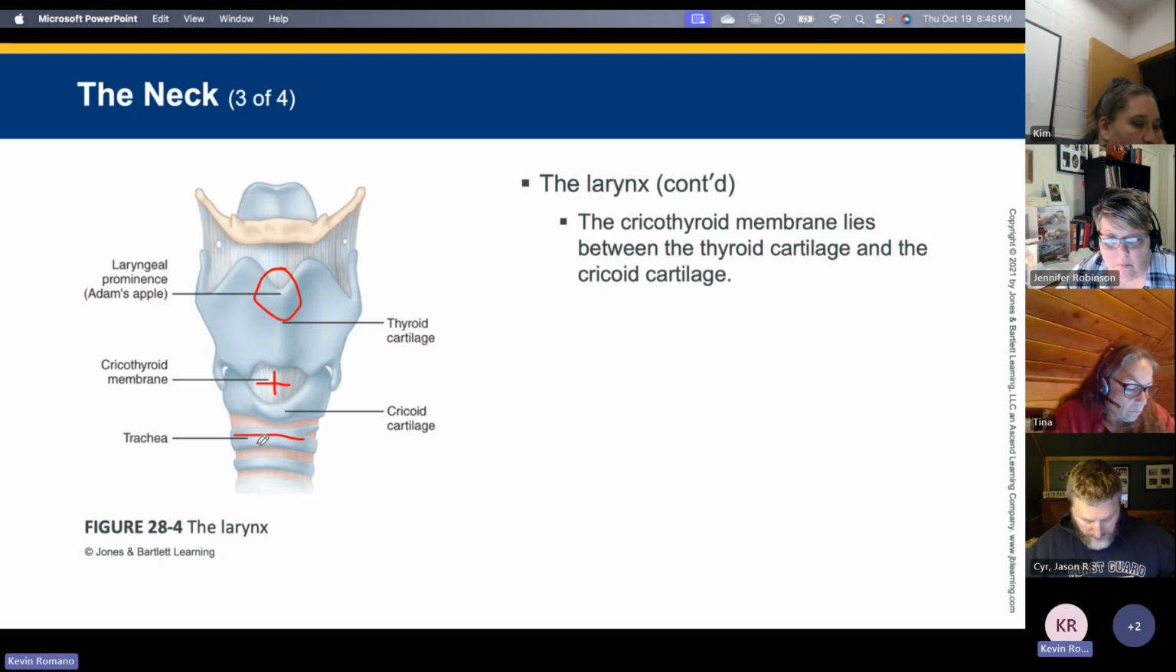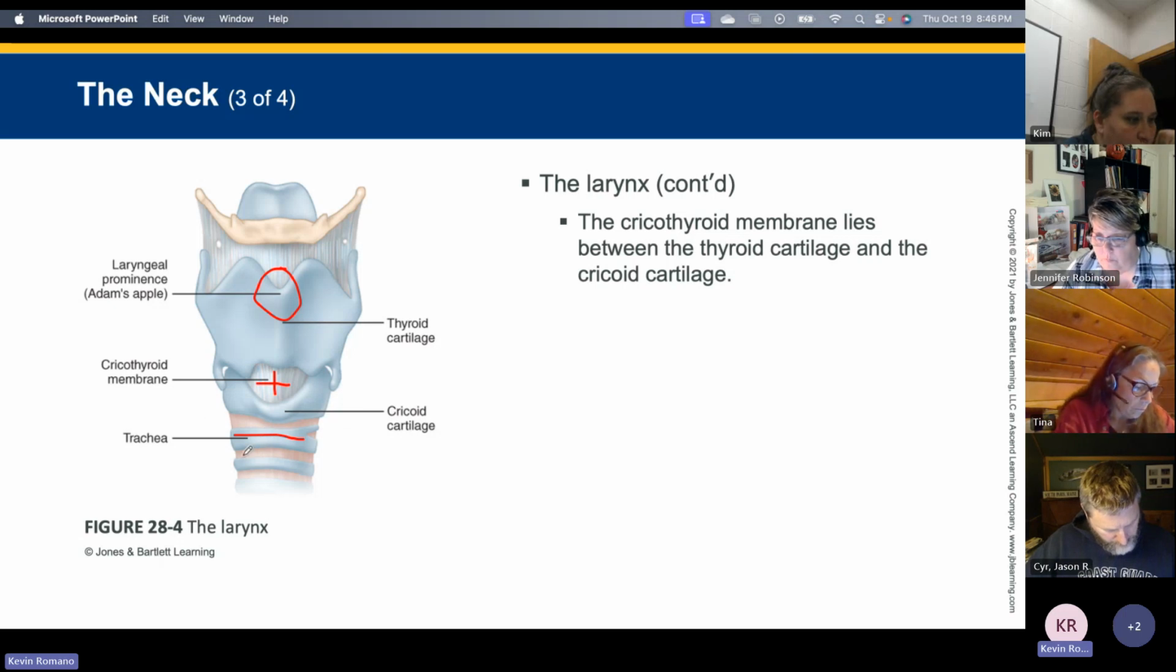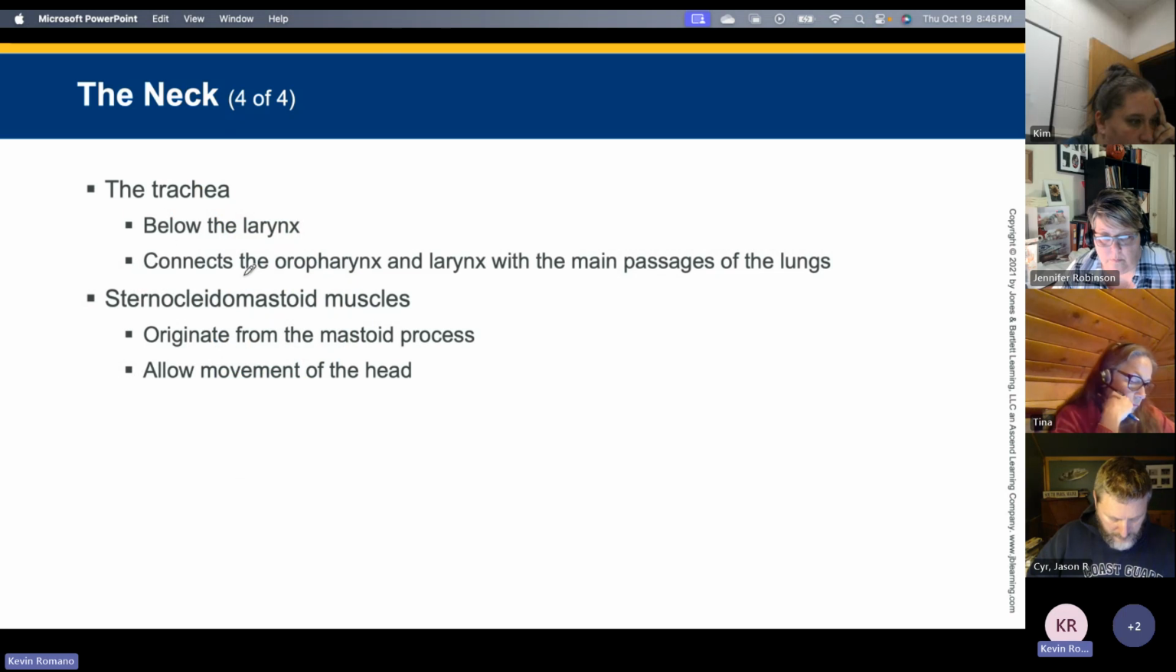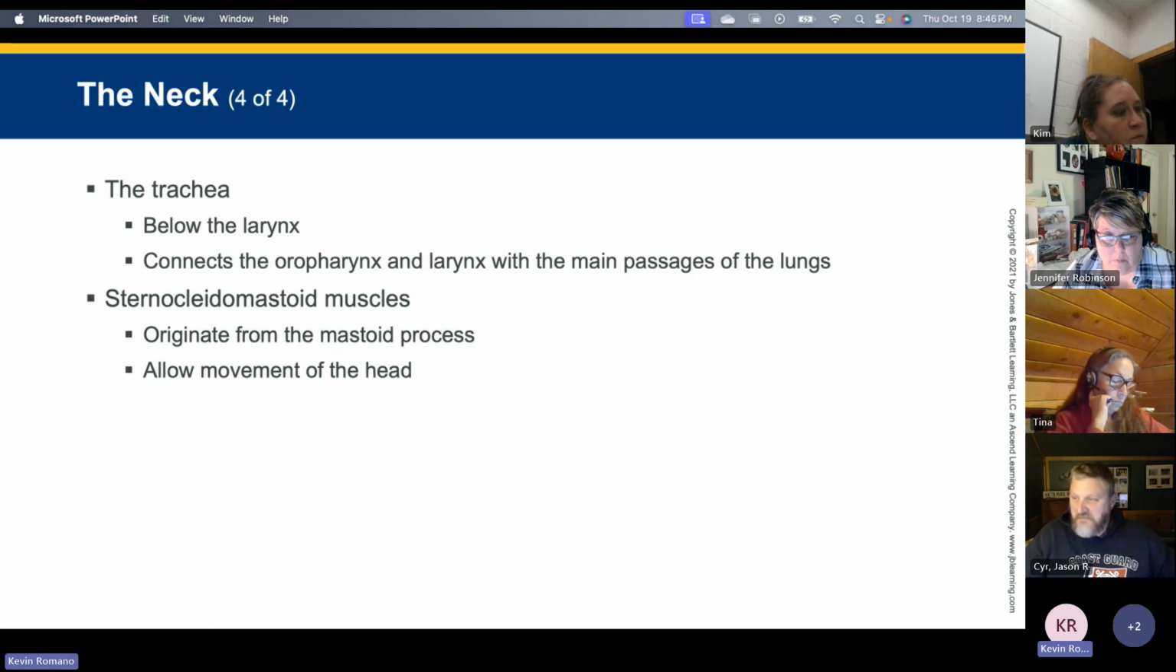In a pediatric, they don't completely encompass the trachea, which is why it's so much more pliable. That's why you have to have padding underneath the shoulders, so the trachea stays open. An adult has cartilage rings that go all the way around, which makes it more of a solid structure. The trachea below the larynx connects the oropharynx and larynx with the main passages to the lungs. The sternocleidomastoid muscle originates from the mastoid process, allowing for movement of the head.